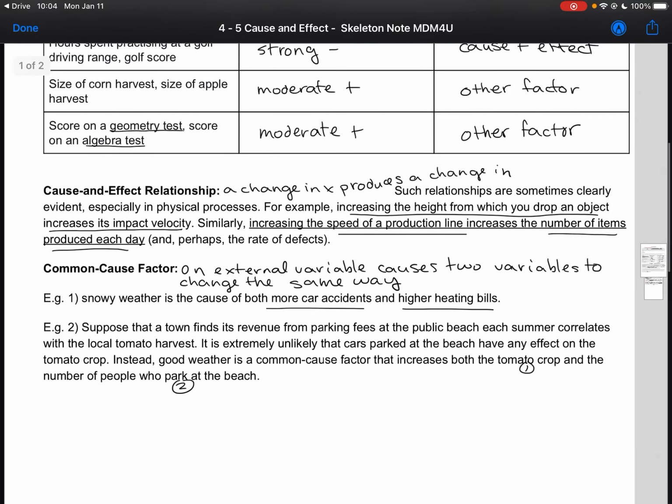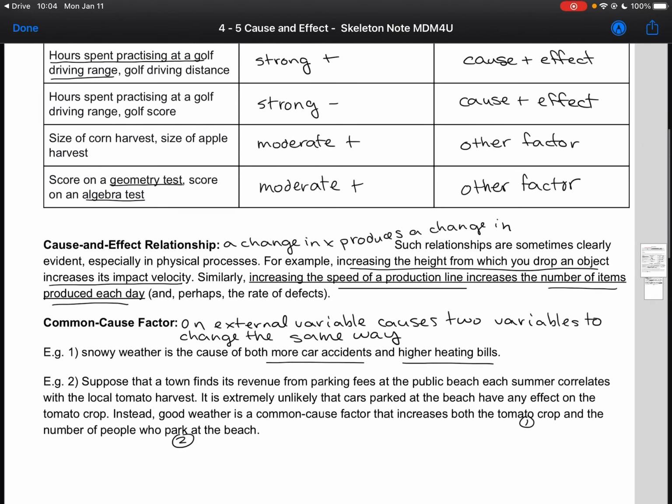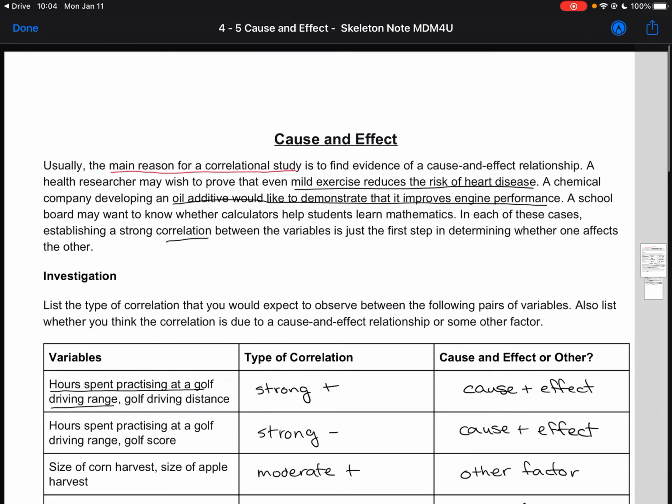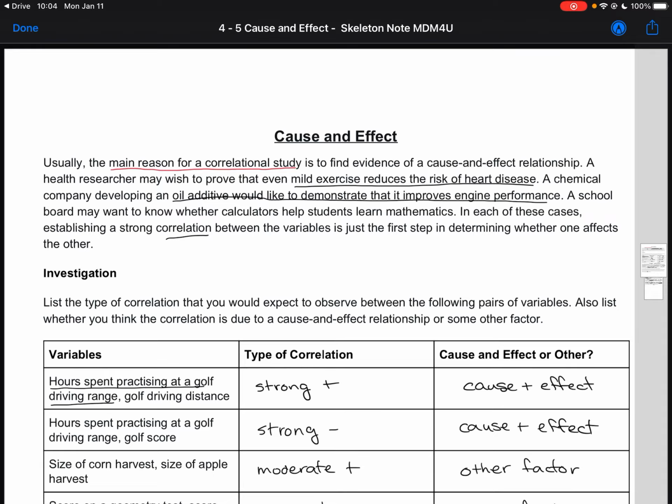That goes over the five relationship types that you should be familiar with between variables.